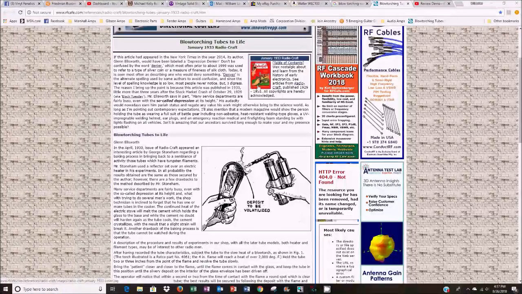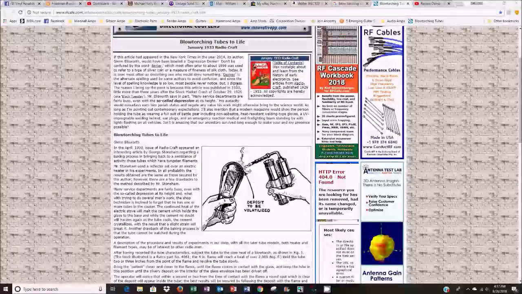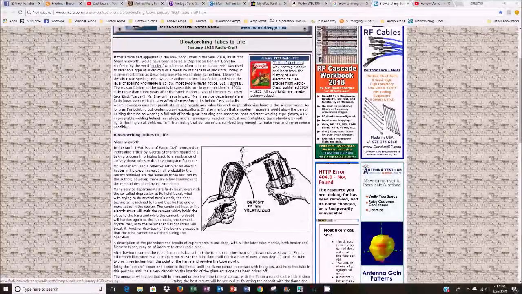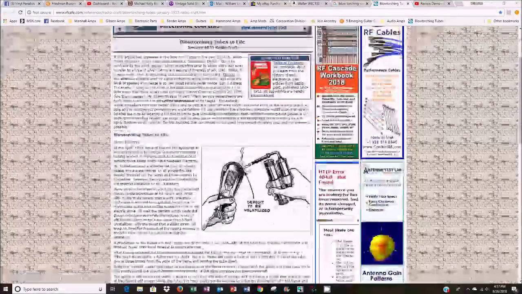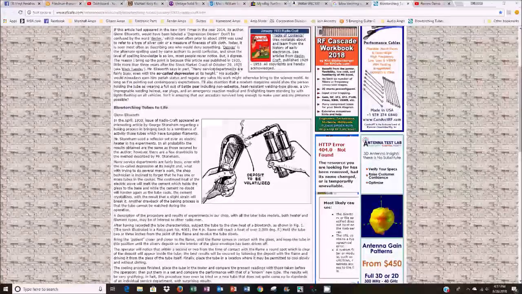He actually wrote an article in an issue of Radio Craft magazine back in 1933. And he claims that this is a way that you can get rid of some deposits that would come off on these old style tubes. I guess they were tungsten filament tubes.